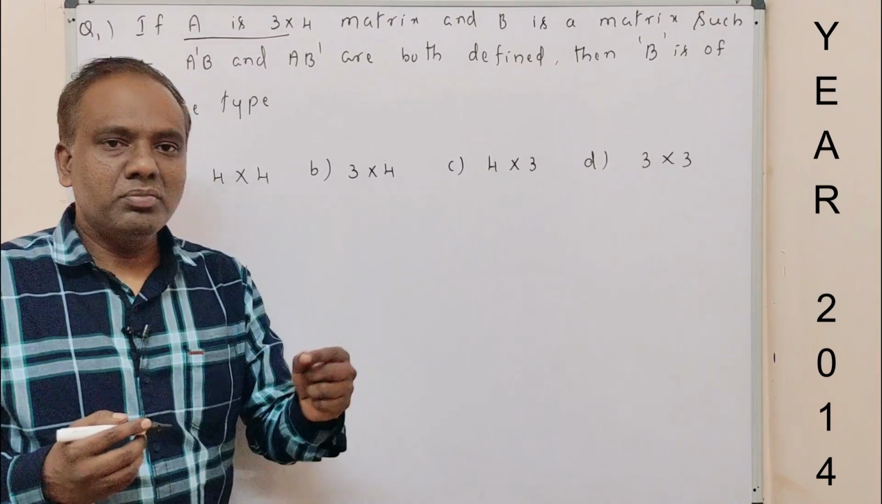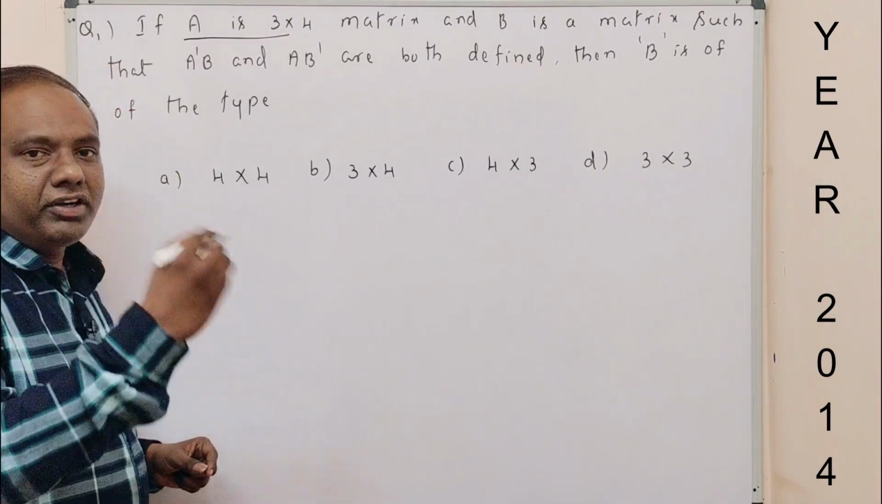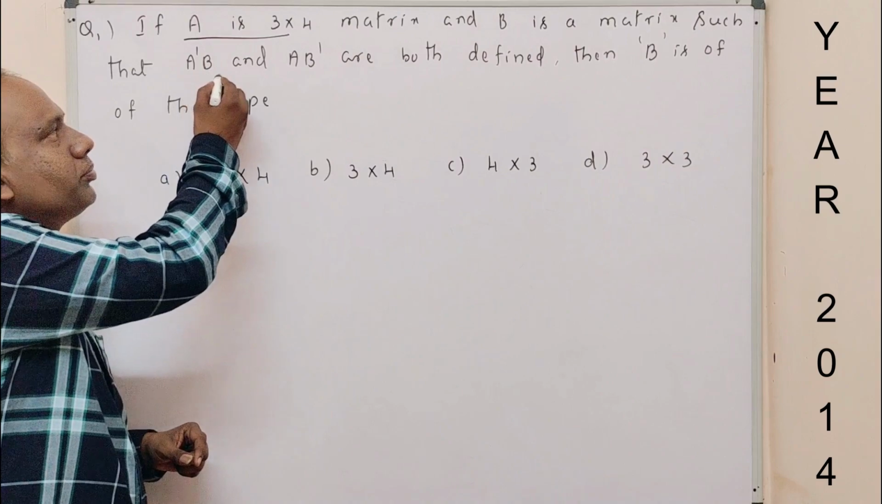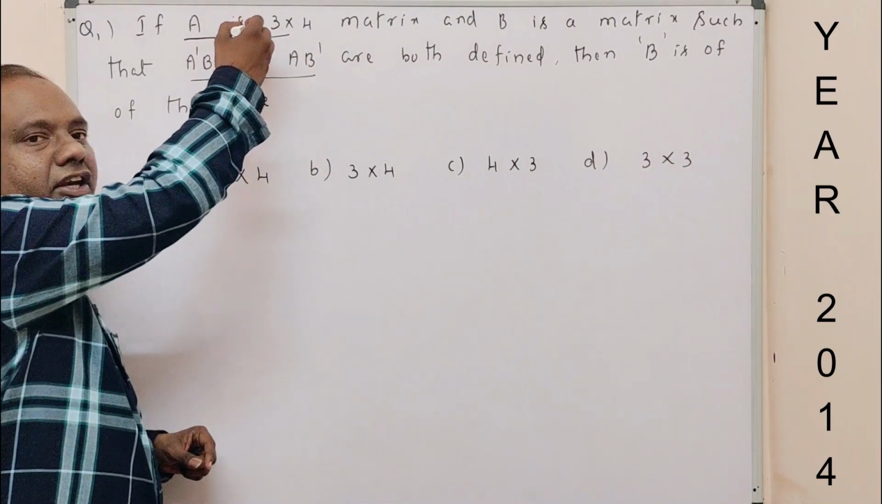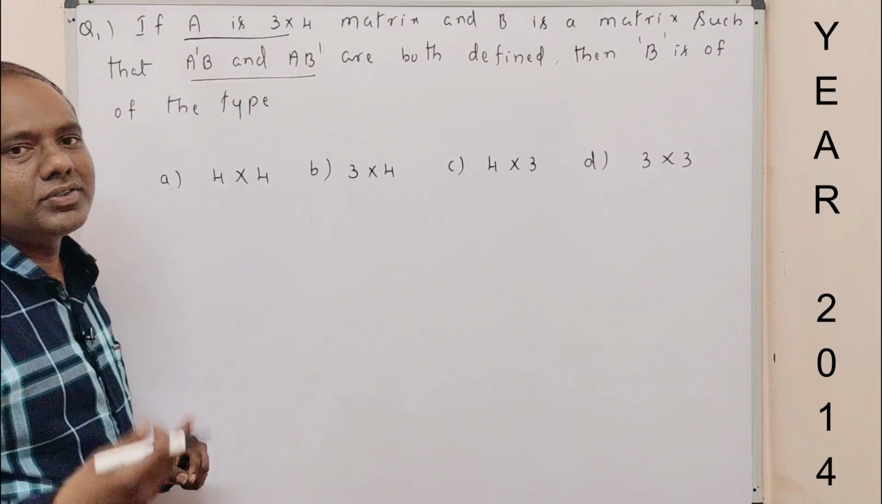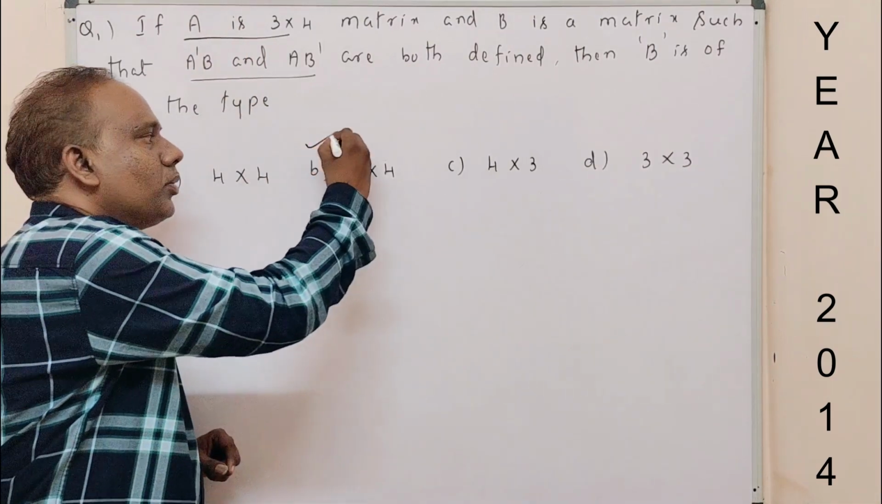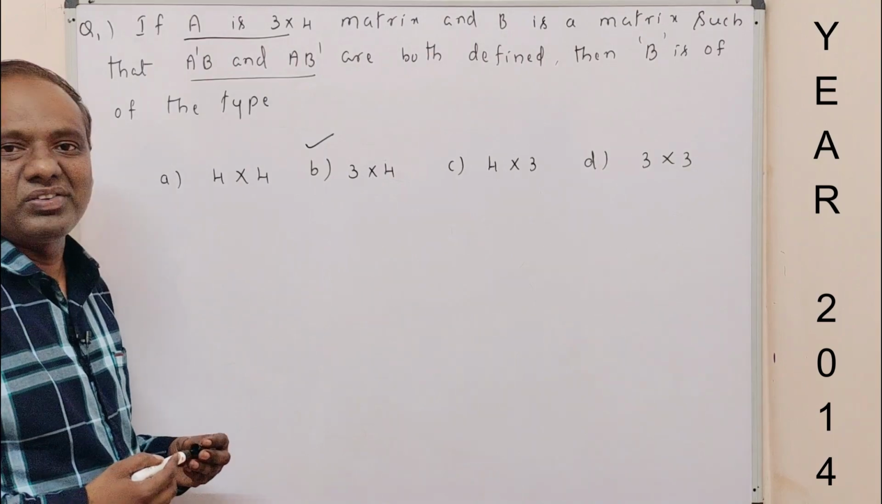It's very simple actually. Every time, if A' B and A B' both are defined and the order of A is 3 by 4, then the order of B is also 3 by 4. That means option B is the correct one.